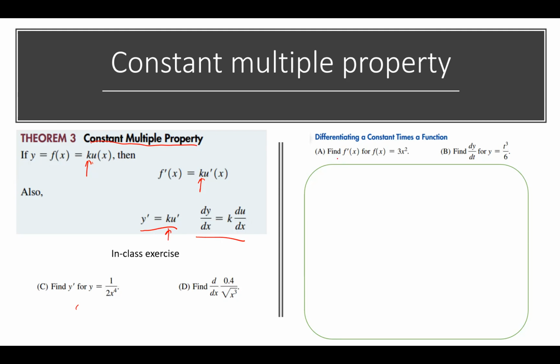Here we have the example f of x equals 3 times x squared. Now, when we have this, the derivative can be calculated as 3 times the derivative of this one. The 3 stays the same, and the derivative of x squared is 2x, so it becomes 6 times x. Basically, if there's a constant, that constant stays the same.